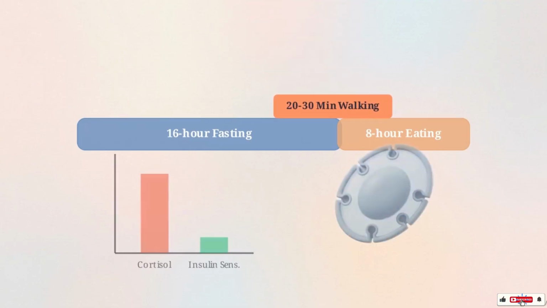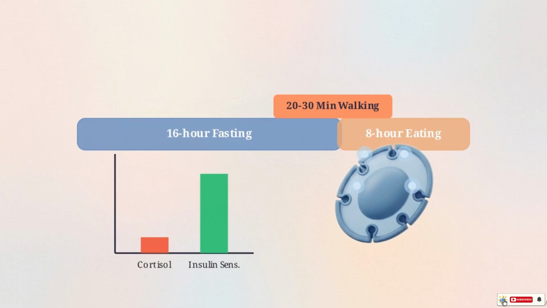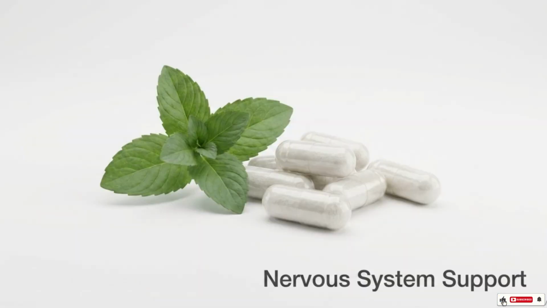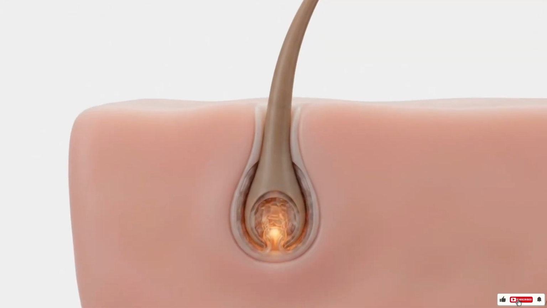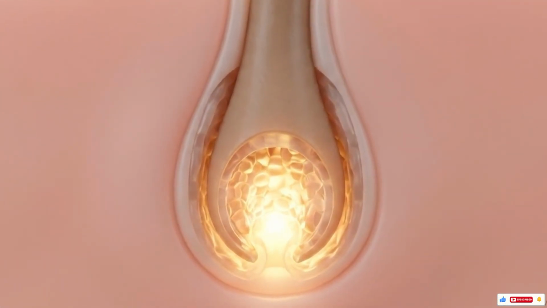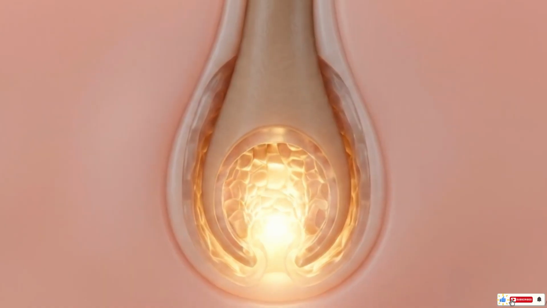To support this, incorporate 20 to 30 minutes of daily moderate-paced walking. This is one of the most reliable ways to improve insulin sensitivity and lower cortisol. Elevated cortisol from stress or sleep deprivation directly worsens insulin resistance. To support the nervous system during this transition, 50 to 100 milligrams of natural vitamin B1 can help modulate the physiological stress response. This internal protocol addresses the root cause of the scalp inflammation, preparing the environment for the stem cells to begin their growth cycle.